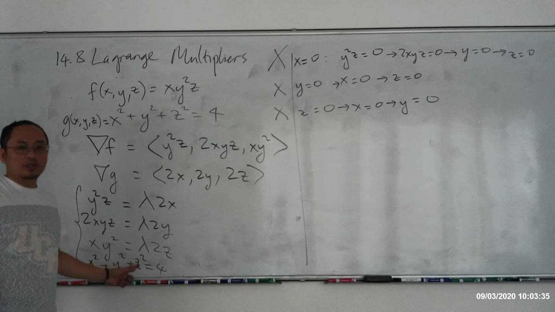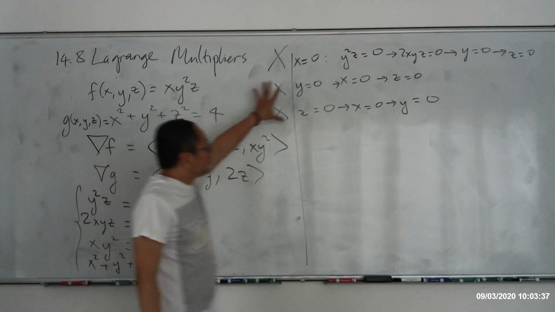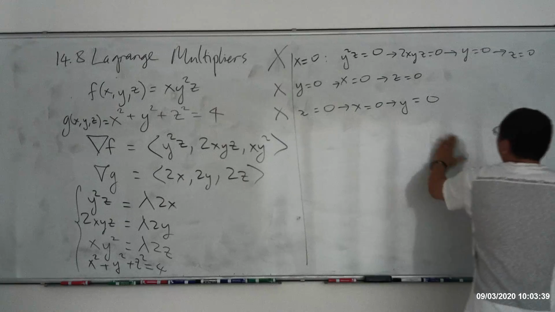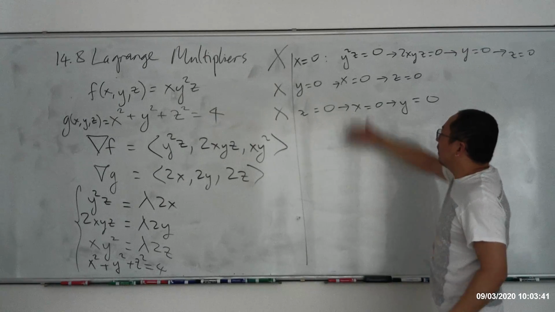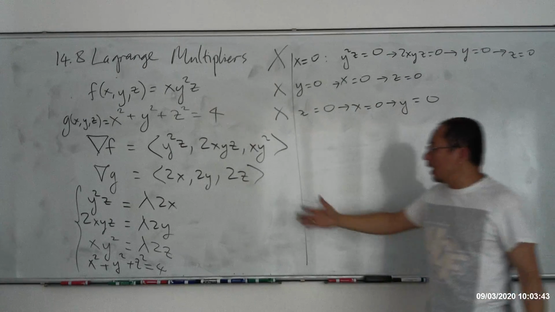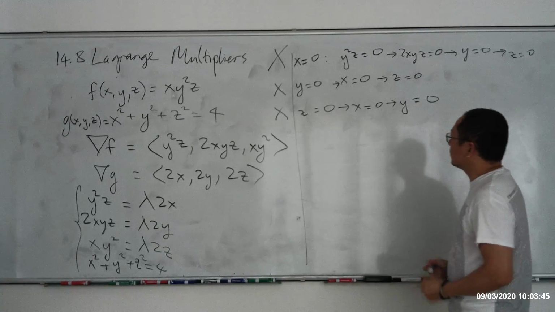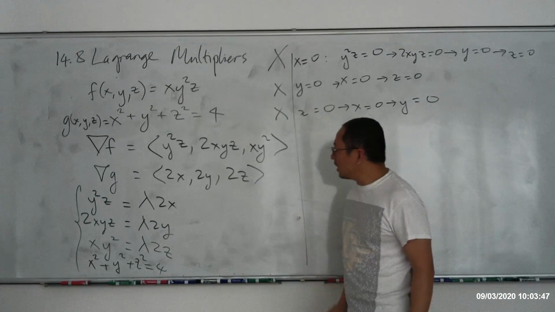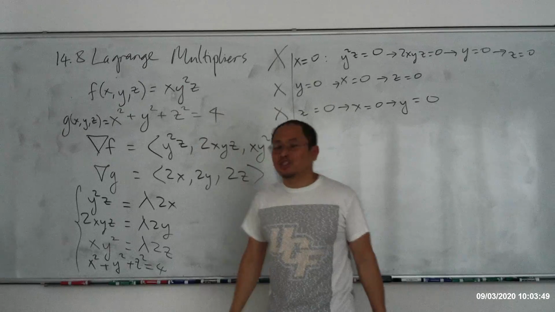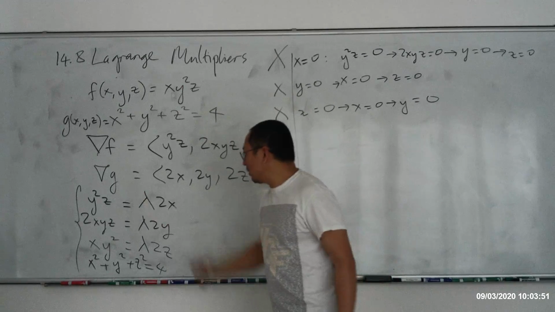And we cannot have all x, y, z equal to 0 at the same time because we know that x squared plus y squared plus z squared got to be equal to 4. So they cannot be equal to 0. None of those values are going to be 0. So all x, y, z are going to be non-zeros. Okay? So if all x, y, z are going to be non-zero, we're okay to do division. And you know that lambda is always non-zero.